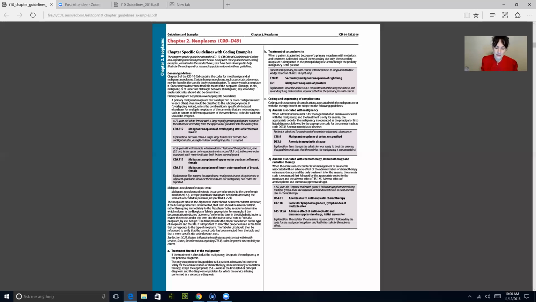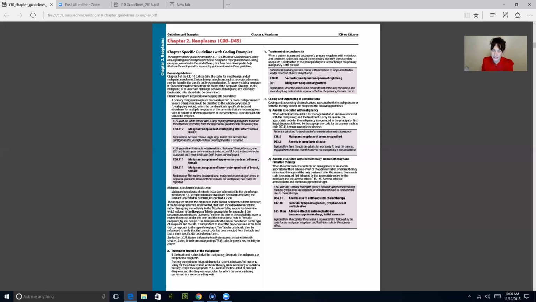So in our example here, we have a 73-year-old white female with a large, rapidly growing malignant tumor in her left breast. It's extending from the upper outer quadrant into the axillary tail. So it's giving us the location. As we can see, we would code C50.812, malignant neoplasm of overlapping sites of the left female breast. And our rationale behind that is because this is a single large tumor that overlaps two different sites, a single code for overlapping sites is assigned.